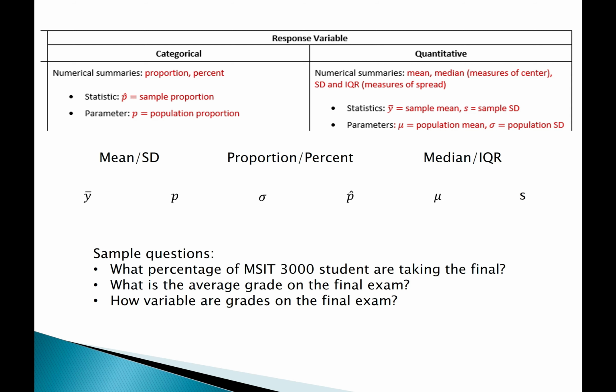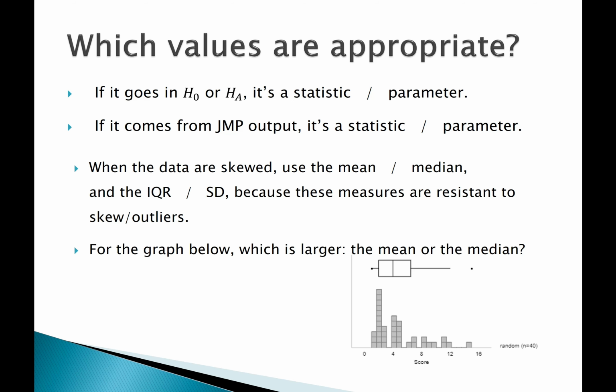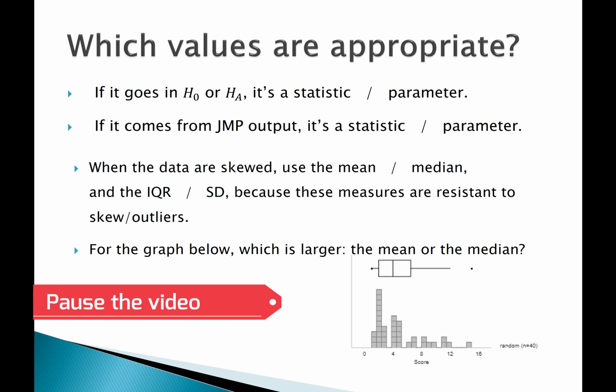Those are parameters. So which values do you use? Statistics or parameters? Which measures of center and spread do you use? I've got some questions here. Go ahead and pause the video again and see if you can figure out how to complete these statements.